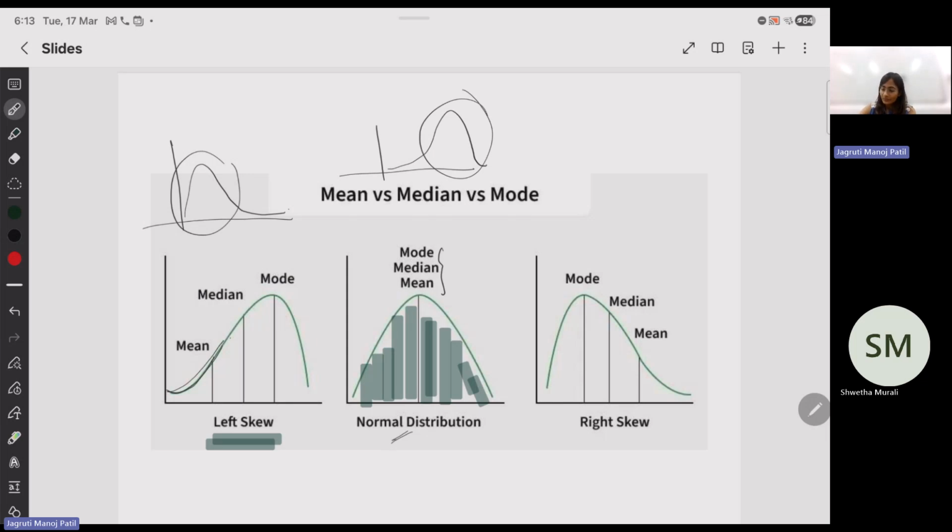So if you see, the average would lie somewhere in between, around where most of the data set is lying, whereas your mode would be the highest, the peak of your data distribution that you're looking at, whereas the median would be in between.